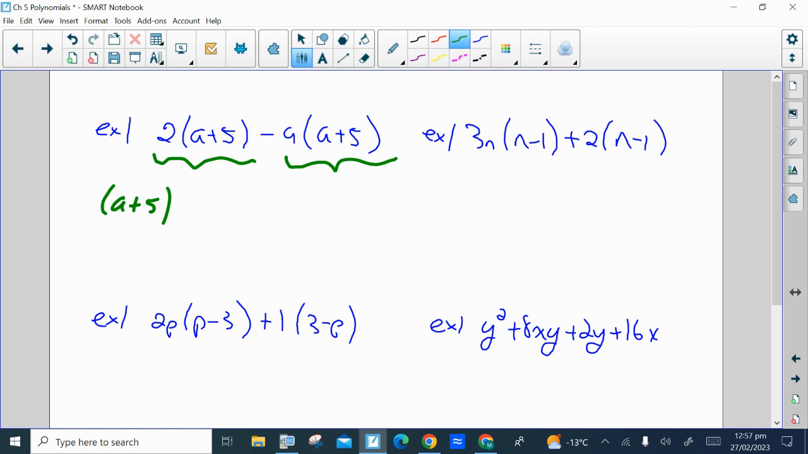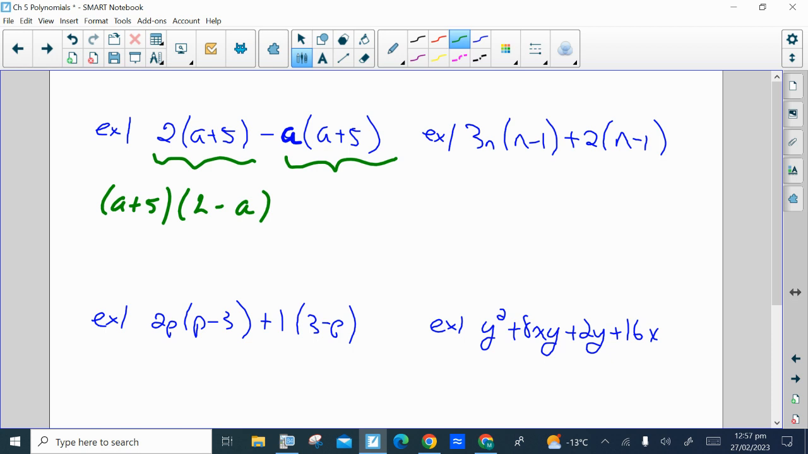To get what the other factor is, once again, you divide each term by a plus 5, and in each case they cancel, and you are left with 2 minus a. I know it kind of looks like a 9, but it is an a. There's your factors. Sometimes the common factor is a binomial or even a trinomial.